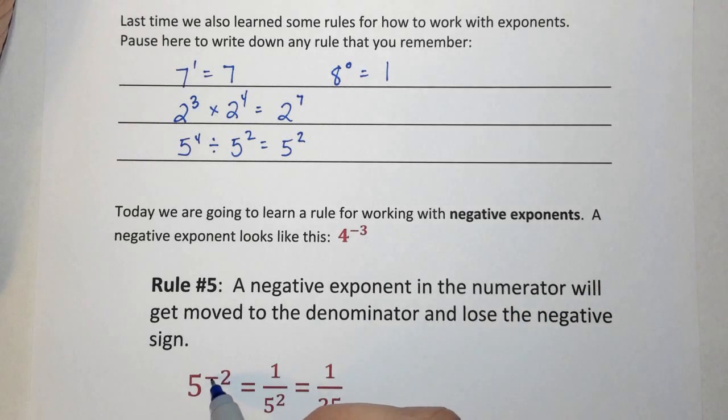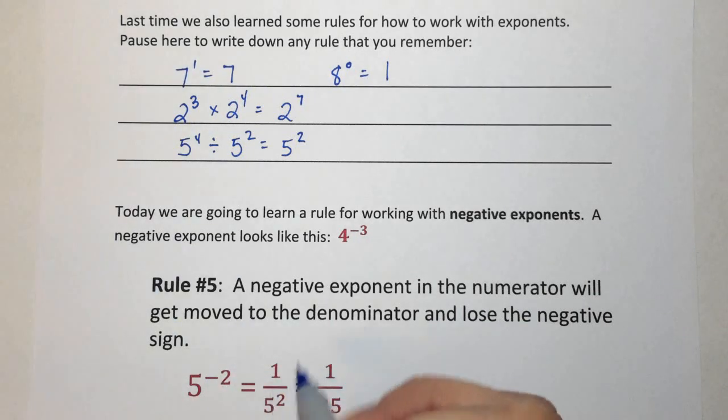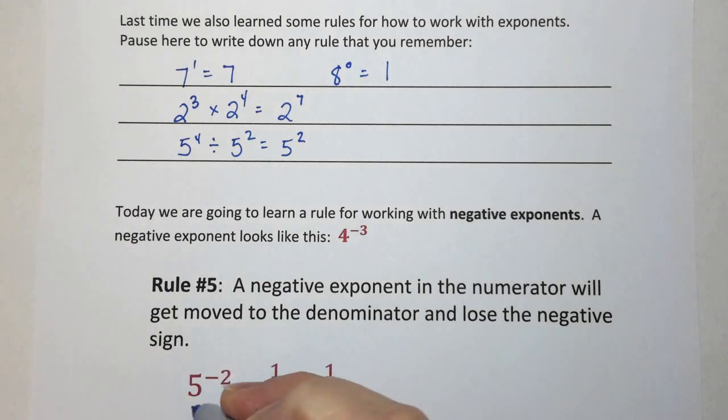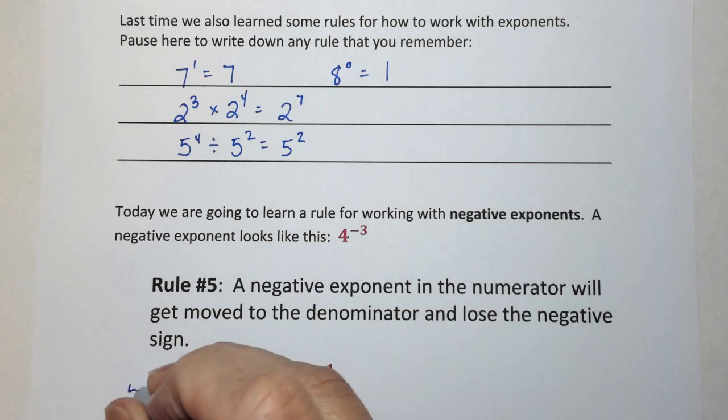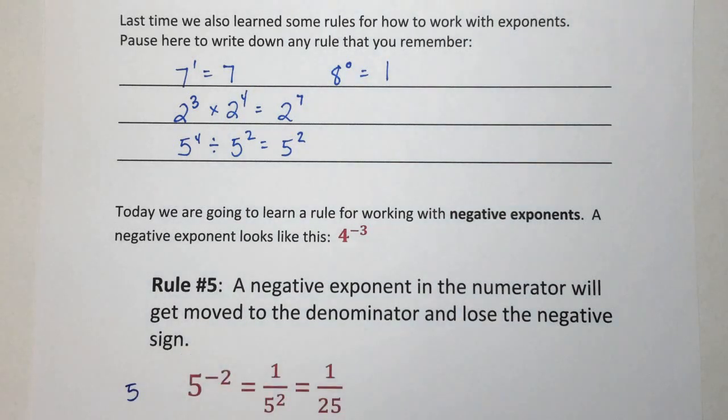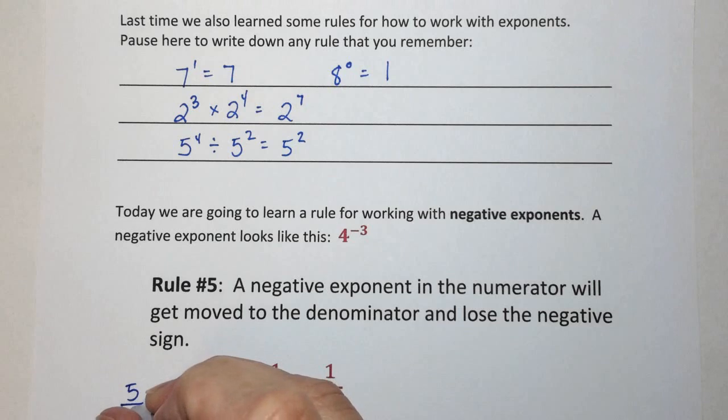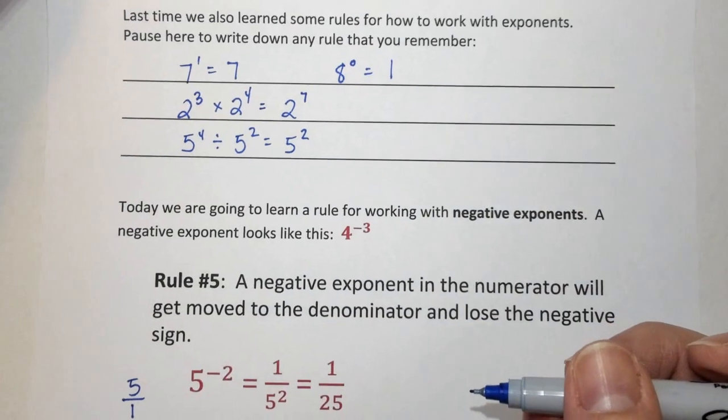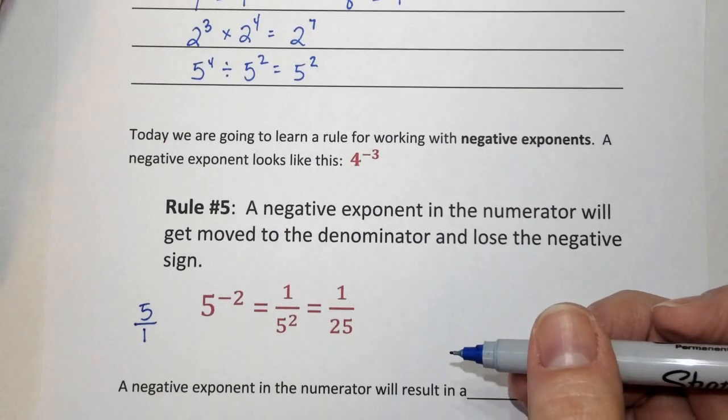If we have a negative exponent, we're just going to put it in the form of a fraction. And you might be asking yourself, well, I don't really see a numerator or a denominator here. So remember that anytime you have a whole number, like 5, it's automatically going to be over a 1. You might not see it, it's invisible, but it's over a 1.